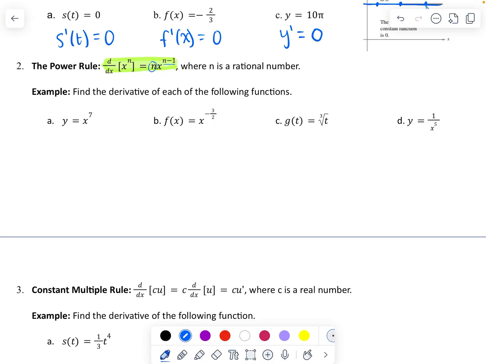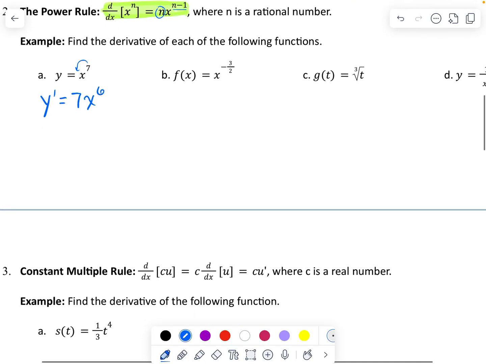Let's practice. To find the derivative of y equals x to the 7th power, my y prime, the derivative of y, is going to be, I'm going to bring that 7 in front. It becomes a coefficient. And then I decrease the exponent by 1. So instead of 7, it'll become a 6. And that's the derivative.